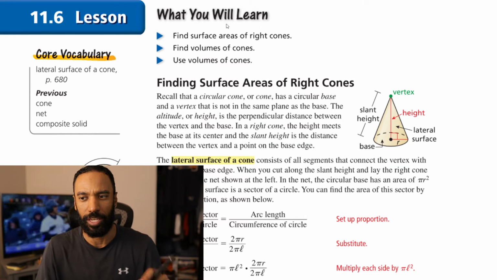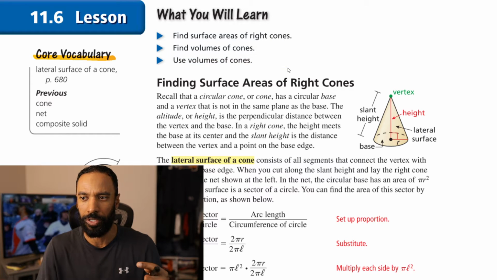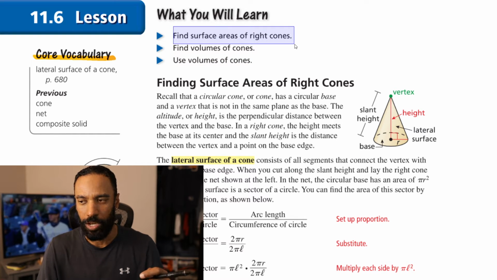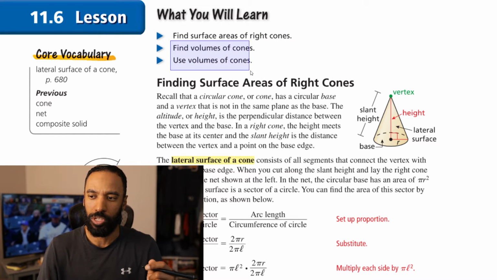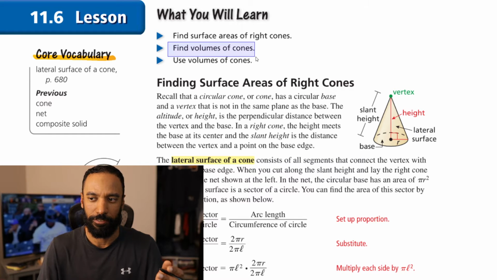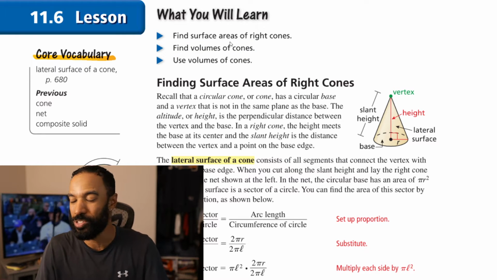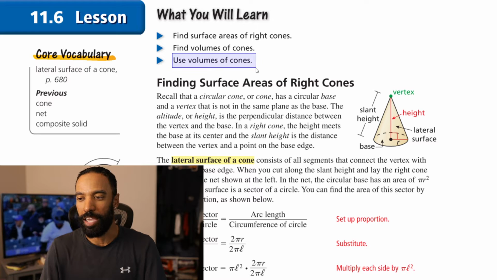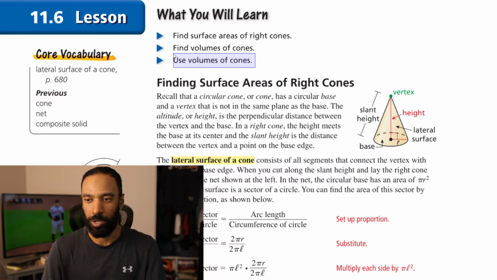Let's jump back and look at surface area. Let's actually look at what you'll learn. Find the surface area of right cones. Find volumes and use volumes of cones. So we just talked about how to find volume. How to use it? We'll see. Probably use it to find missing radii, missing heights, word problems, composite solids, things like that.